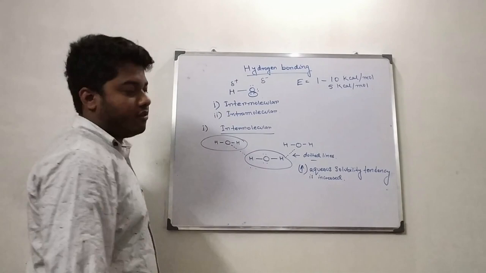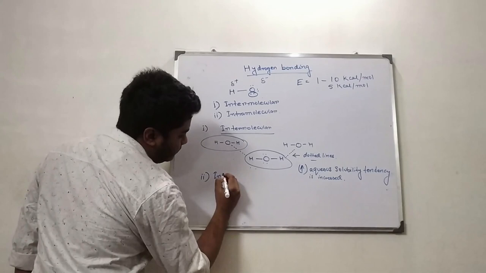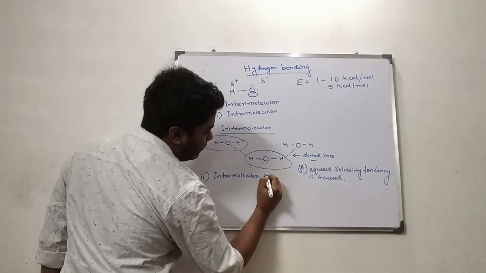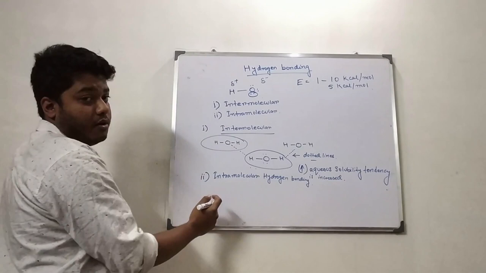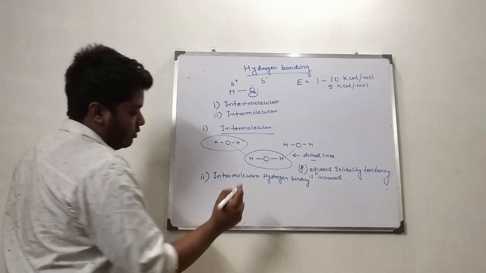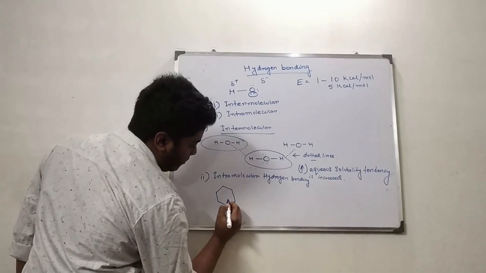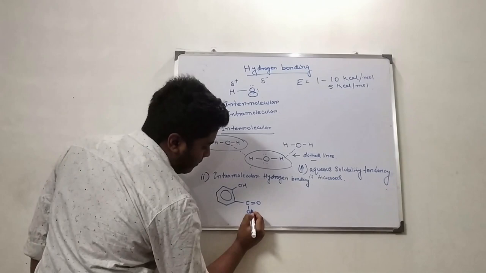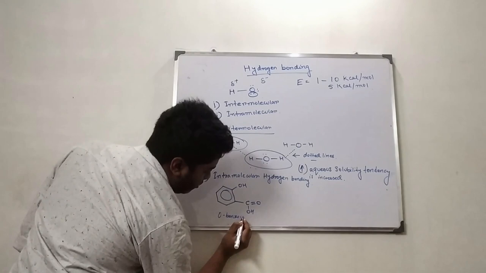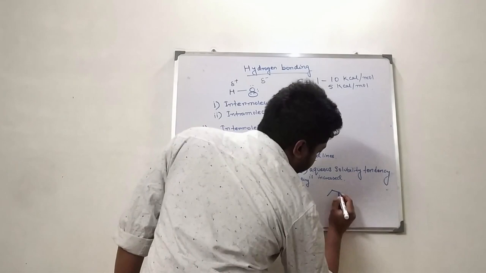While in case of intramolecular hydrogen bonding, the hydrogen bond occurs between two different functional groups of the same compound. Let's say, for example, this is ortho-benzoic acid, and it is para-benzoic acid.